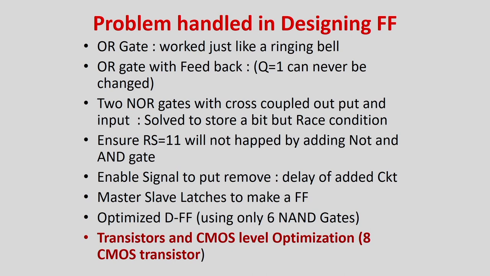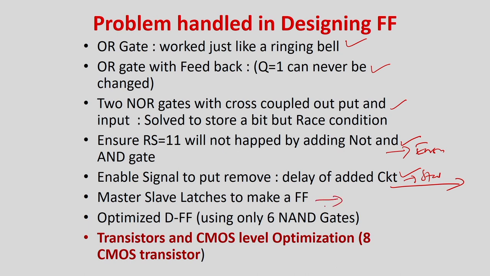But ultimately, what have we done? To store a bit, we tried with an OR gate, then a cross coupled OR gate. Then we tried with NOR gates, 2 NOR gates, with which we successfully stored the bit, but there were race conditions. Then to ensure RS equal to 1 1 does not happen, we added a NOT gate and AND gate. Then we enabled it, first ensuring and then making it stable by putting enable signals. Till this point it is actually still a latch, it stores the bit without a clock.